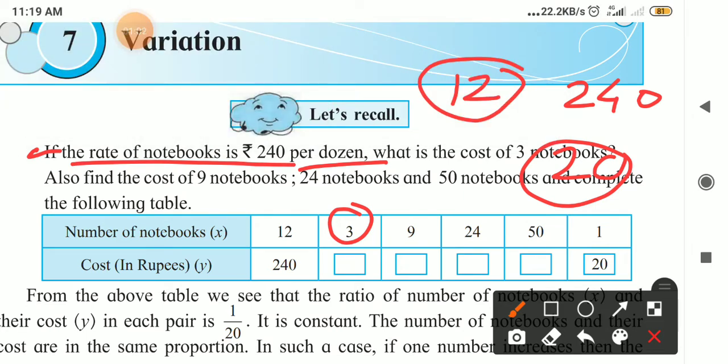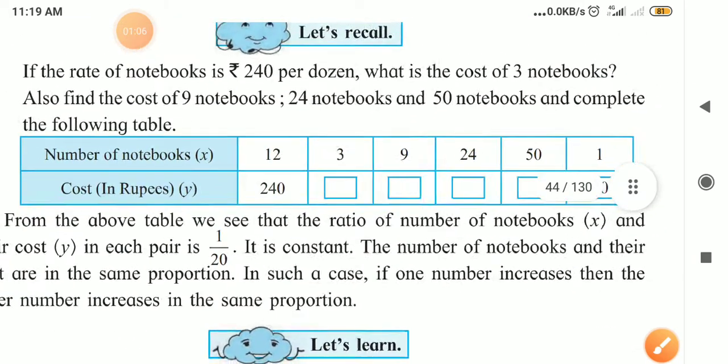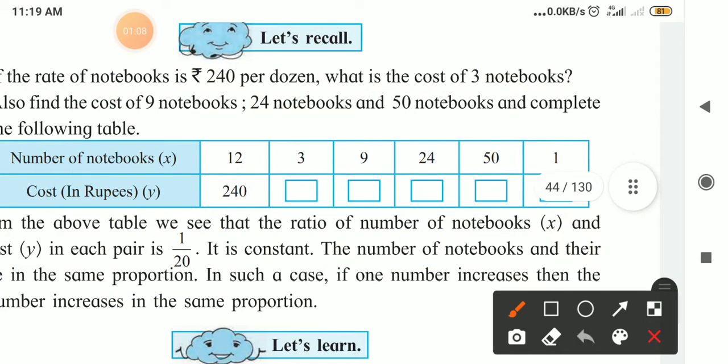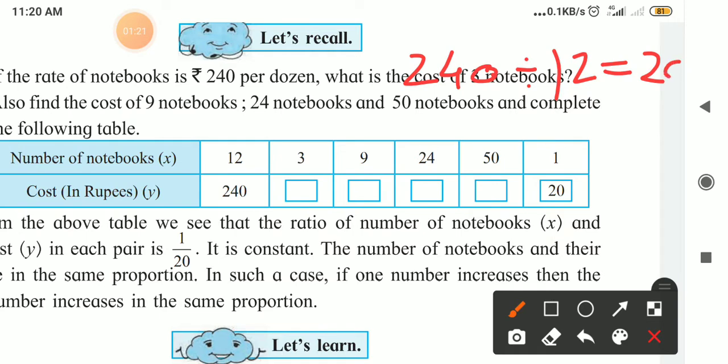So here, if there are three notebooks, what is the cost? First of all, from the cost of 12 notebooks, we will find the cost of one notebook. So 240 divided by 12 equals how much? 12 twos are 24 and the 0. So one notebook costs 20. Once you get the cost of one notebook, you can easily find the cost of any number of notebooks.